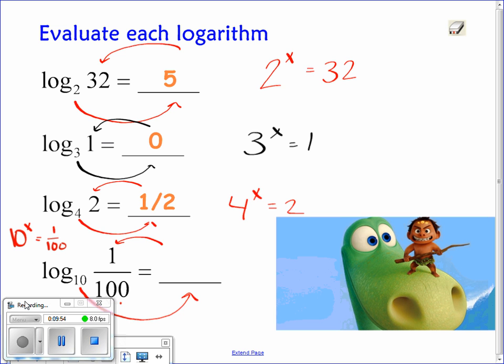It's -2. Again, recognize that it has to be negative, right? To push this 10 to the bottom of your fraction, it's going to have to be negative. And how do you make 10 100? You square it. You got to be thinking exponents.